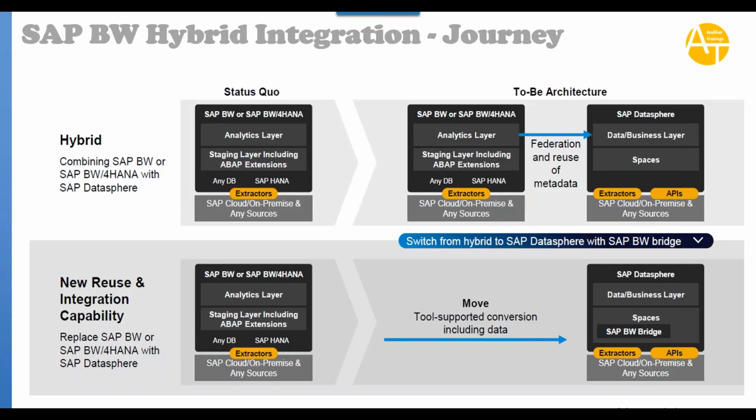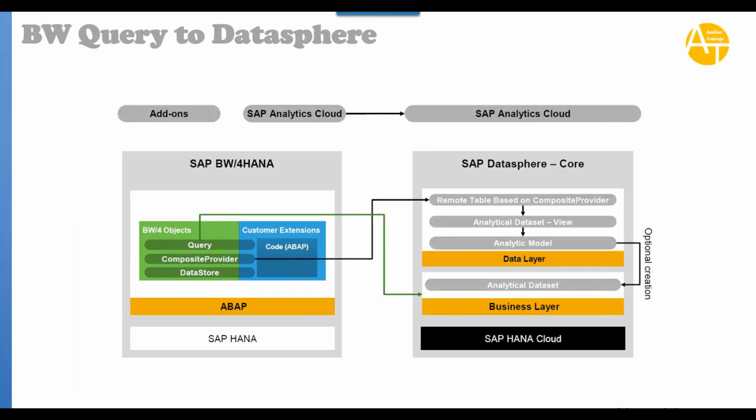Existing data model from BW for HANA can be easily reused in SAP DataSphere, and completely new use cases can be defined on top of that as well. Let's go into more detail. As I've already mentioned, with BW for HANA, SAP offers an integration option for existing data models as well as for queries. On the left-hand side, you can see the BW on-premise system.